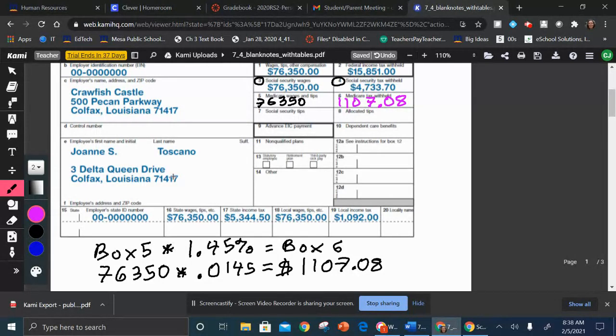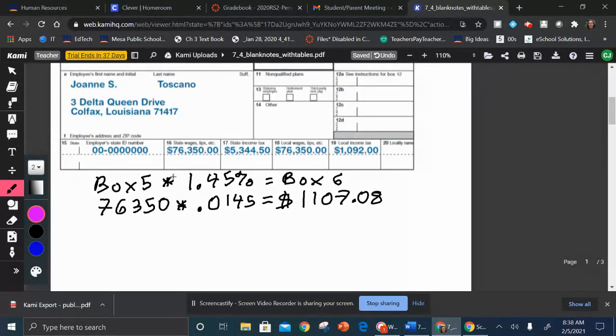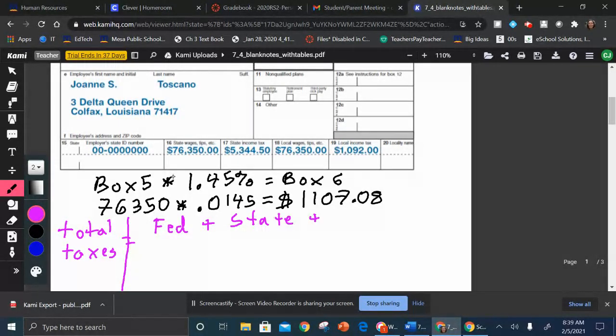Okay, so if they asked us what the total taxes were, okay, so they said, what were the total taxes? That is going to equal the federal plus state plus local. Okay, so that's going to be box 2 plus box 17 plus box 19.